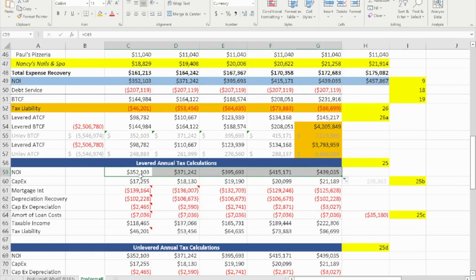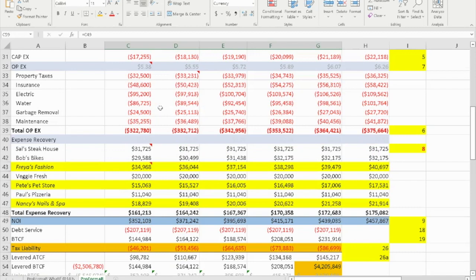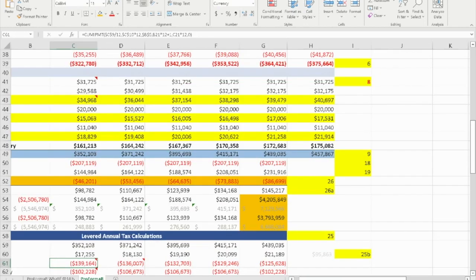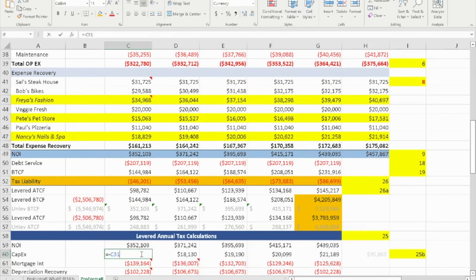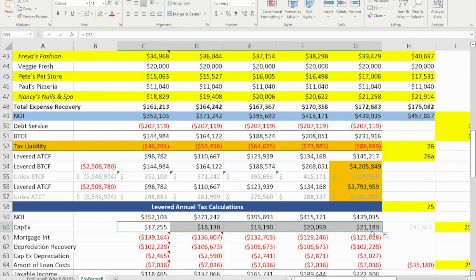For the CapEx, we already have the CapEx up here somewhere. CapEx was up here. Let me see. We're going to reference the CapEx up here, which for me was C31. The only difference is that we're going to change that number to a positive number. Since CapEx was negative, we're going to say equal negative that CapEx to make that number positive, and you don't have to anchor it. You can drag it across to get the CapEx, bring that down here for years 2 through 5.